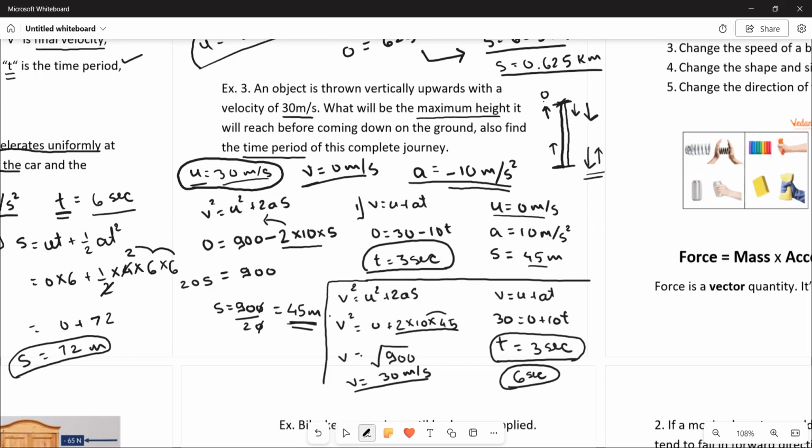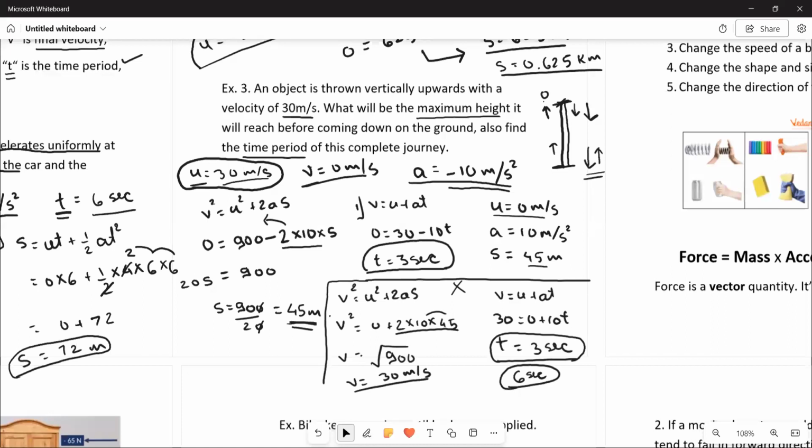So you will never do this again. You will simply say that the time to reach the maximum height is equal to the time to reach the ground from that maximum height. Okay, you will never calculate this again. I did this just to show you that both the times are equal. Okay, I hope these 3 examples are clear to you.